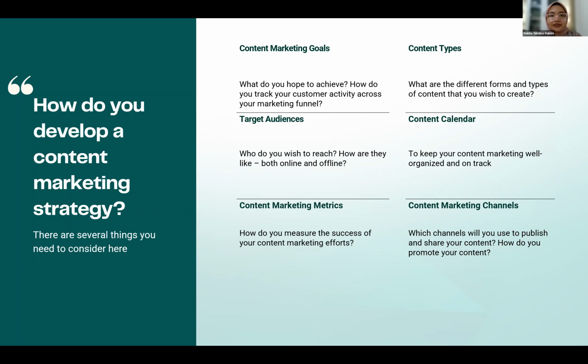Of course we have to understand our target audience: who do we wish to reach, and what is their behavior? We have to know very specifics, down to the demography and psychography of the target audience, their behavior, and the content marketing metrics, meaning how we measure the success of our efforts. Then the content types, the different forms of content we wish to create, and the content calendar, to schedule content and keep our content marketing well organized and on track. Also the content marketing channels, because now there are many social media platforms, from Instagram, Twitter, Facebook, TikTok, and others. We have to find which channels we will use to publish and share our content.